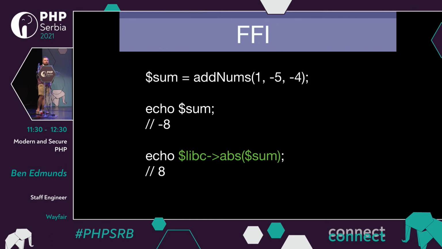And then if you want to use that, you now can just call it directly. So we had $sum = addNums from before. This is going to give us -8 if we just echo it out directly. But now we could call the libc abs function on it, and we get 8.